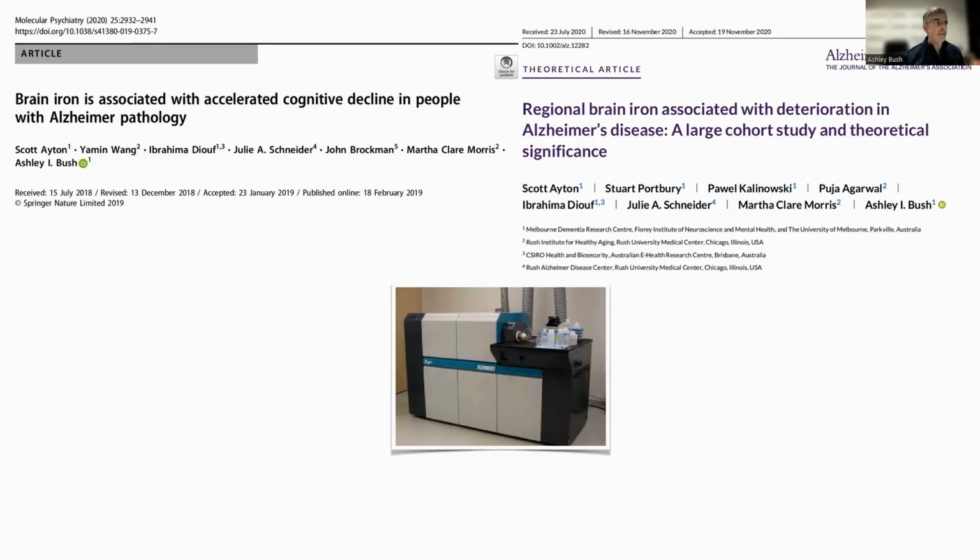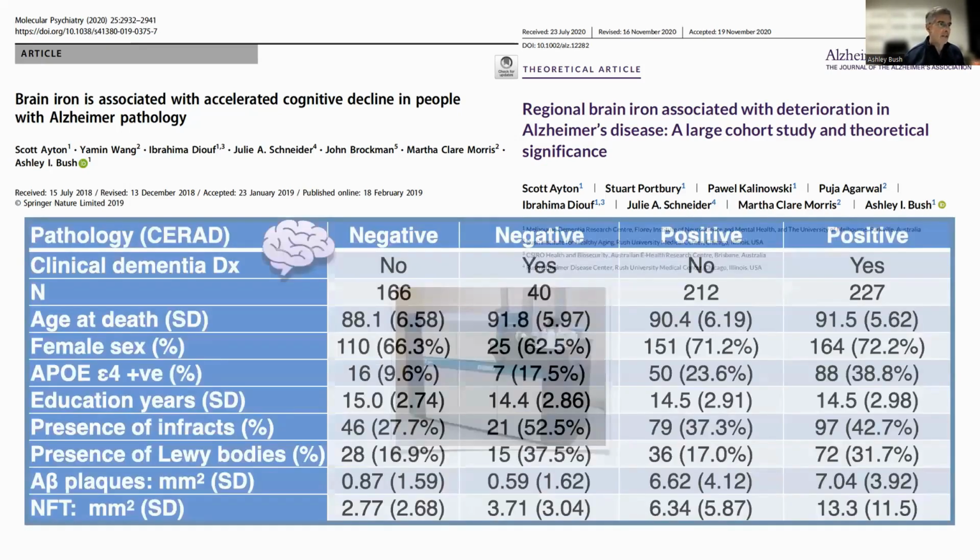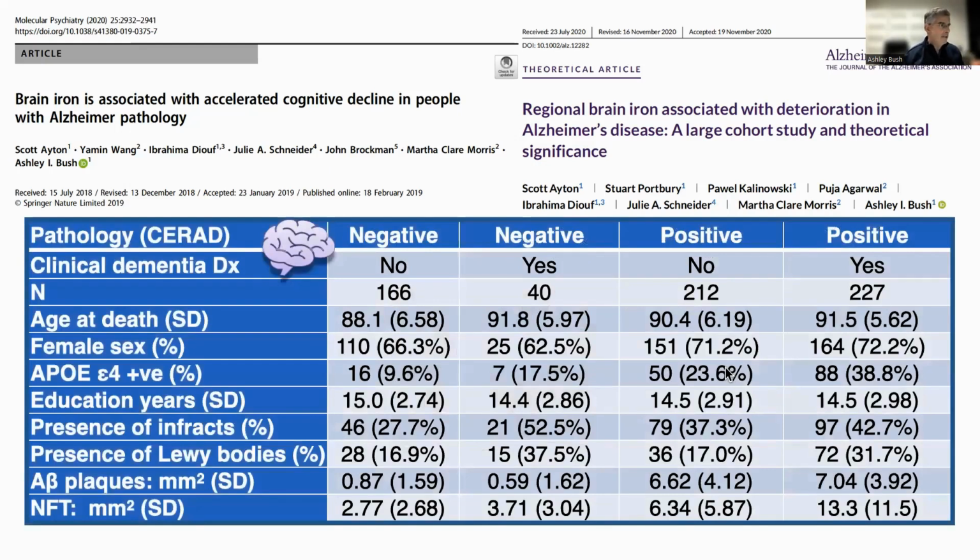I'm going to show results from a couple of papers that we've recently published, where we've quantified the iron from post-mortem human brain tissue using this instrument, which is the inductively coupled plasma mass spectrometer. And we've done this in collaboration with the Rush University Medical Center and Memory and Aging Project. And we've analyzed a 645 brain cohort that had been characterized for Alzheimer pathology according to CERAD criteria as either negative or positive, and of course they've got a clinical history of dementia or not dementia, and that doesn't necessarily match the pathology, which is something which is well known in Alzheimer's disease.